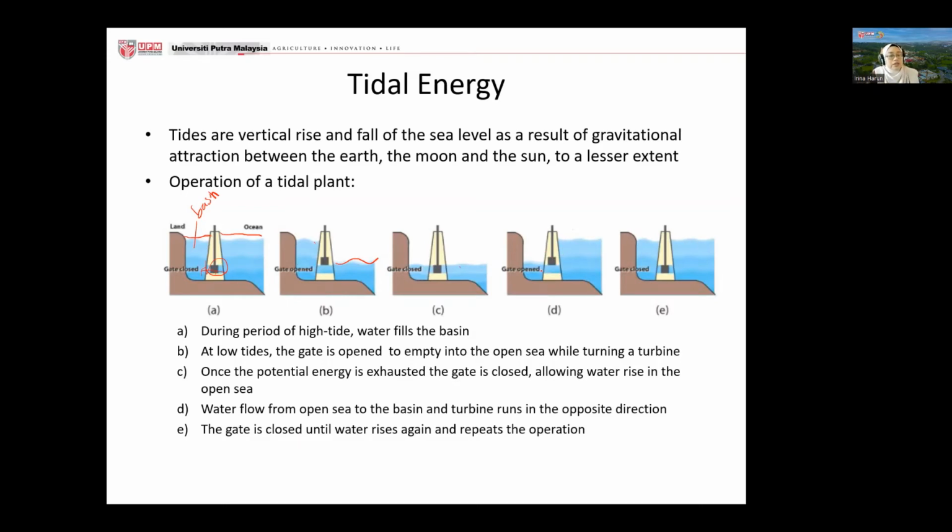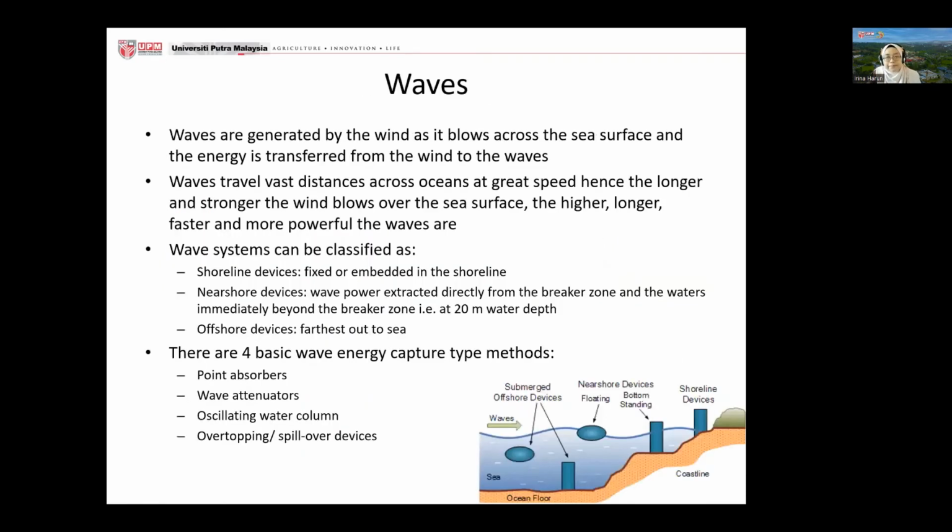Now you open the gate, water goes here, it turns the turbine, generating electricity, and then the water will rise until it reaches the same point here, and you close the gate. So this is happening continuously, and you are going to be able to generate electricity continuously too.